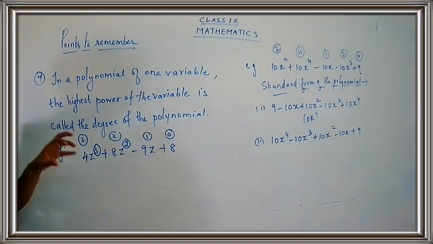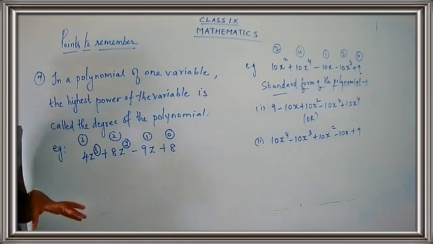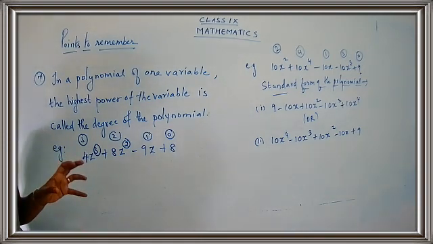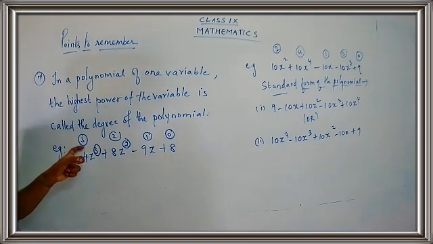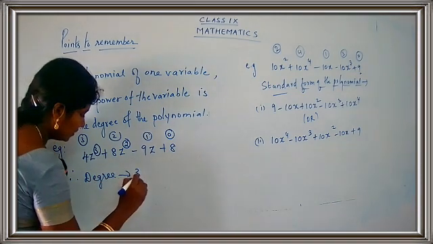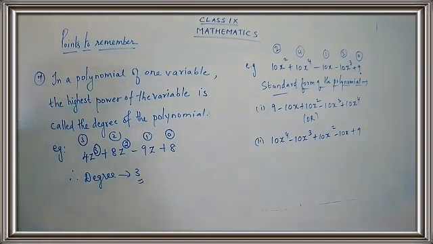So now the thing is to find out the degree of the polynomial. What is the meaning of degree? The degree means the highest power. So what is the highest power? 3 is the highest power of the polynomial. So I just put here the answer: degree is 3. So why do I write degree 3? Because that is the highest power of the polynomial.